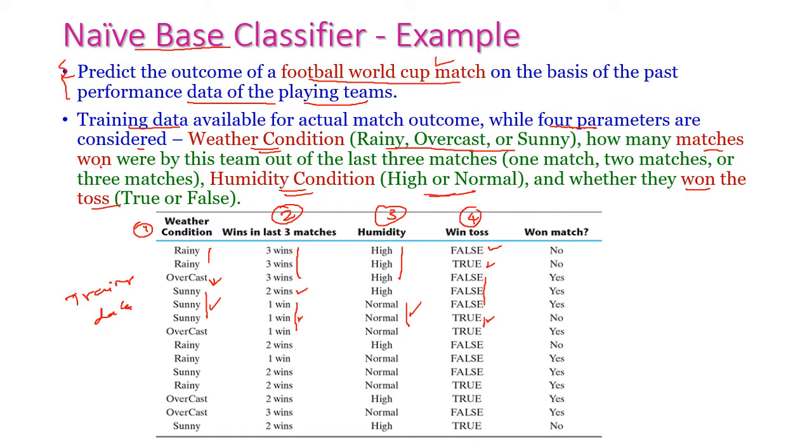Okay, so by using this given training data, we need to predict whether the team will win the match or not. So this is our target attribute.